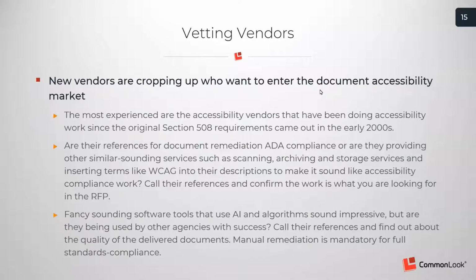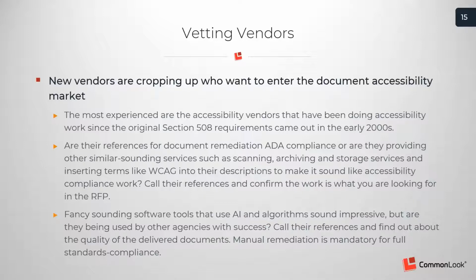So let's talk about vetting vendors for a minute. As I said earlier, vendors are jumping into this field all the time. The most experienced vendors have been doing this for a long time, really since Section 508 came out in the early 2000s. Common Look is one of those vendors.